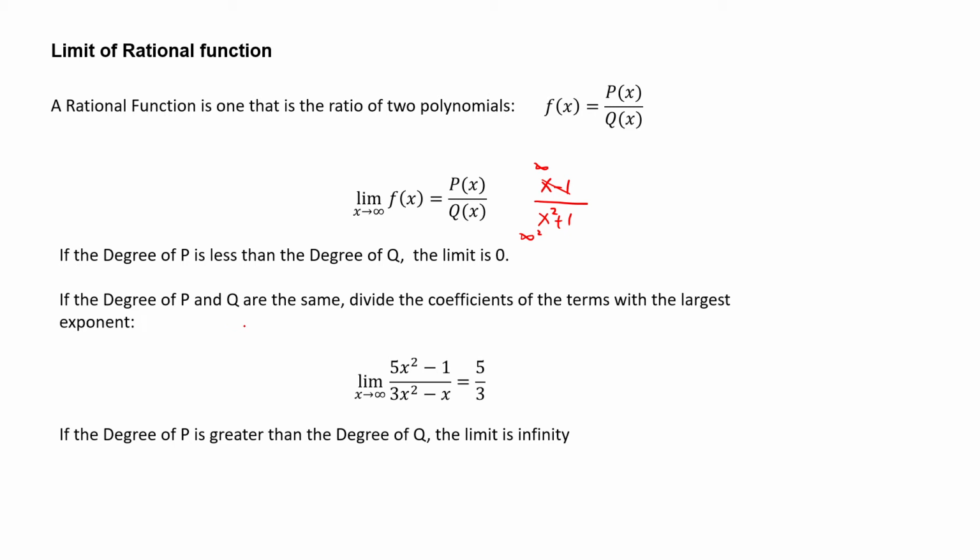And if the degrees of p and q are the same, divide the coefficients of the terms with the largest exponent. For example, in this one, when x approaches infinity, the 1 and the lone x are relatively very small, so you can ignore them. So this one becomes 5x squared divided by 3x squared, that is 5 over 3. And third, if the degree of p is greater than the degree of q, the limit is infinity. That's very straightforward.